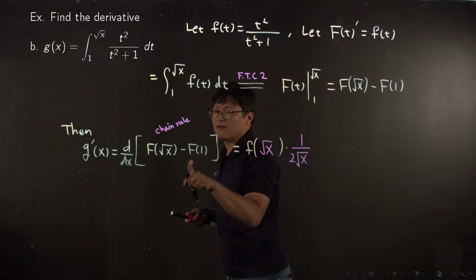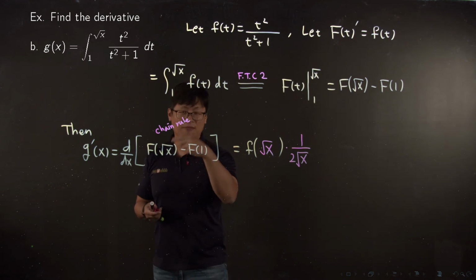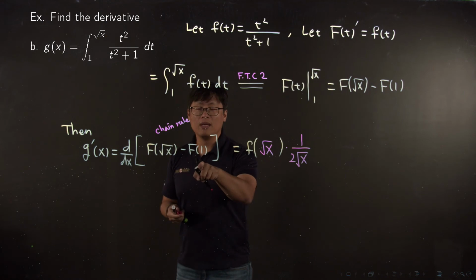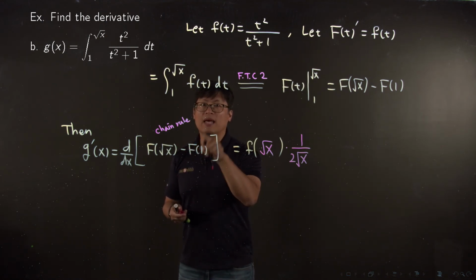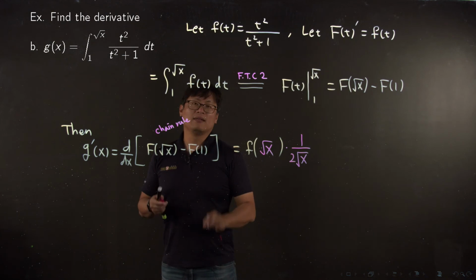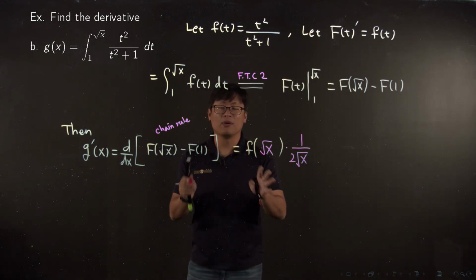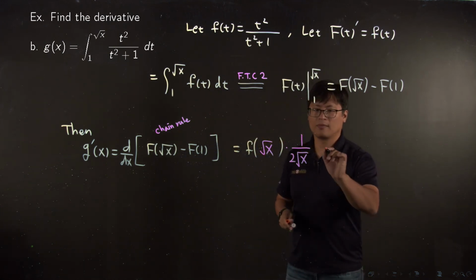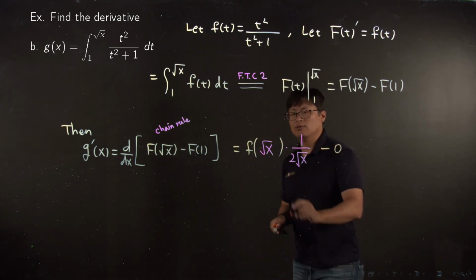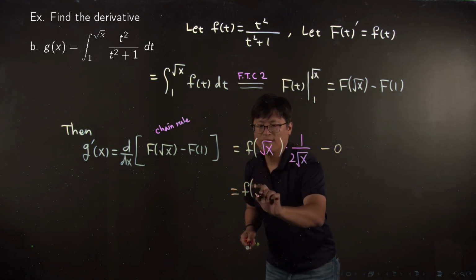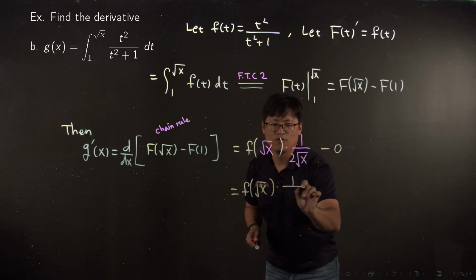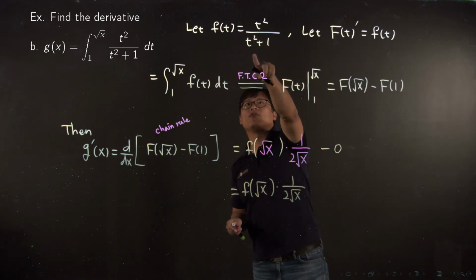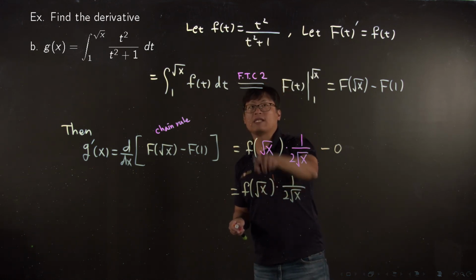Again, same thing. Even though we do not know the exact form of the capital F function, it is a function where we plug in 1, which is a number. Now this is not a function anymore, but a function value. Since the function value is a number, its prime is equal to 0. So that's it. This one is equal to f of square root of x times 1 over 2 square root of x. Then f of t is t squared over t squared plus 1. Now we're going to plug in square root of x into there.